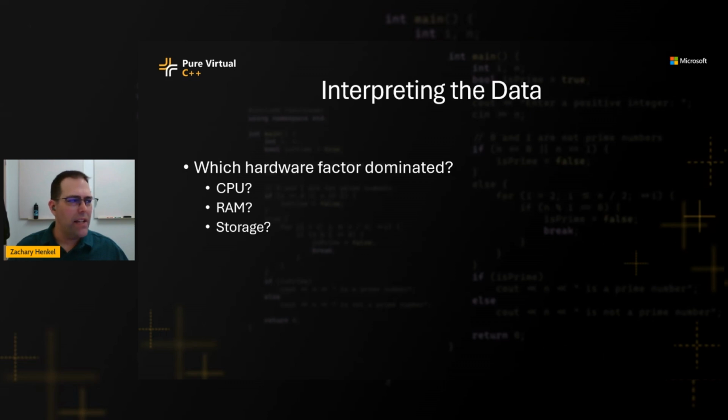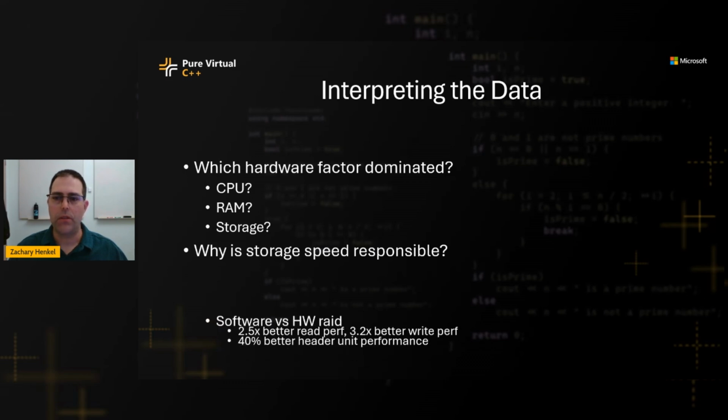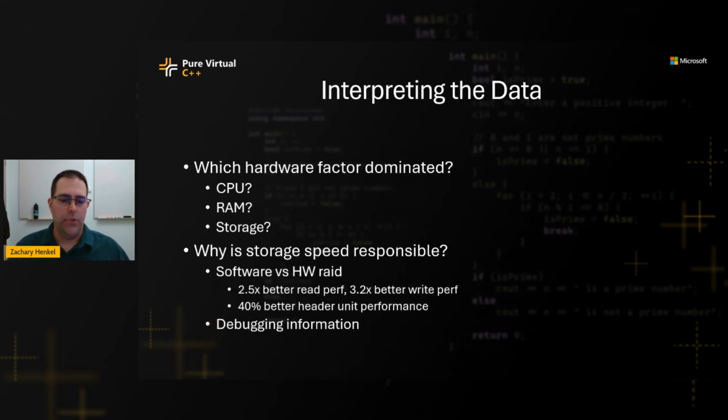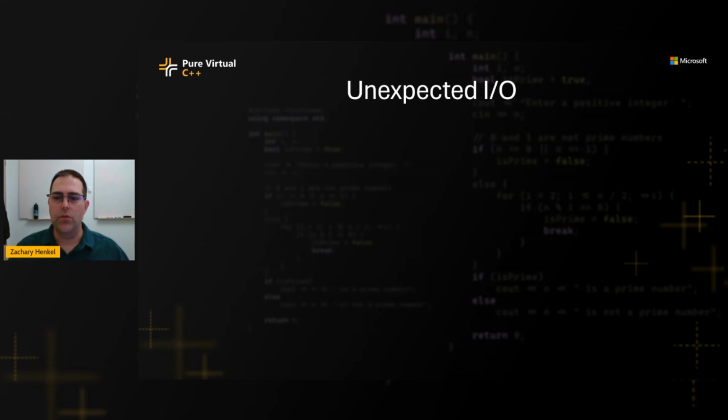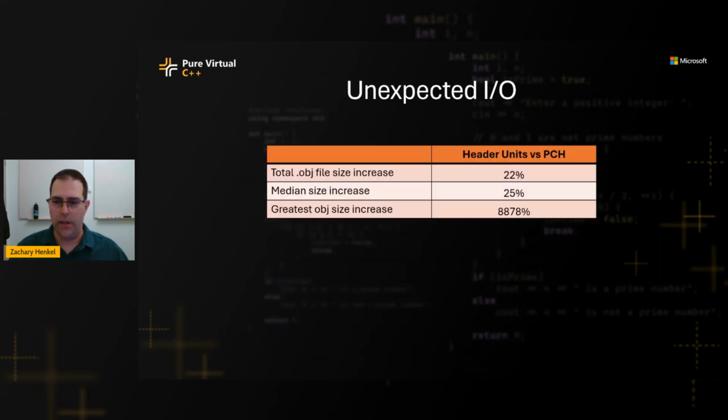But why is storage speed what is dominating? So I gave you a clue earlier. After some investigation, we noticed that debugging information was causing additional writes under header units that weren't there under the PCH. Oops, sorry. So how much extra information are we talking about?